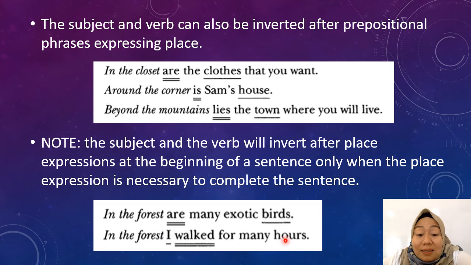In this case, we cannot invert the subject and verb because this prepositional phrase is not needed to complete the sentence. All right, so we can invert the subject and verb when the prepositional phrase expressing place is needed to complete the sentence, like this one: in the forest are many exotic birds. We cannot delete in the forest because if we delete it, then we don't have a complete sentence.